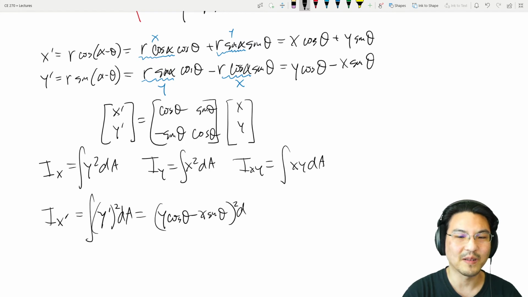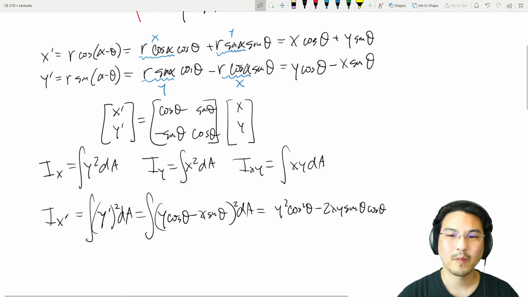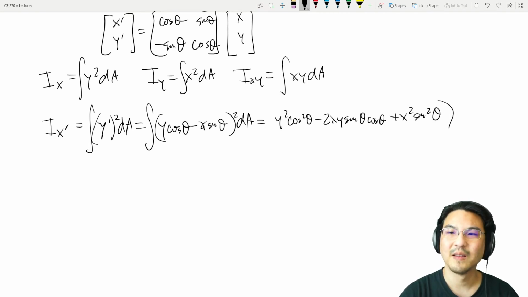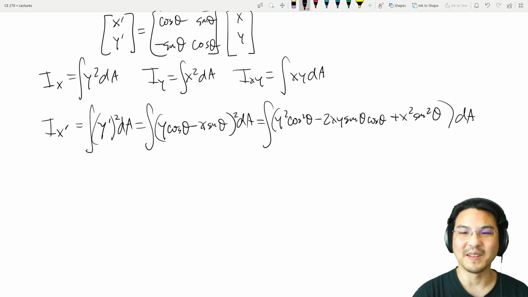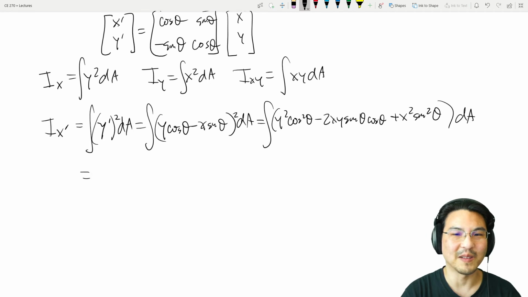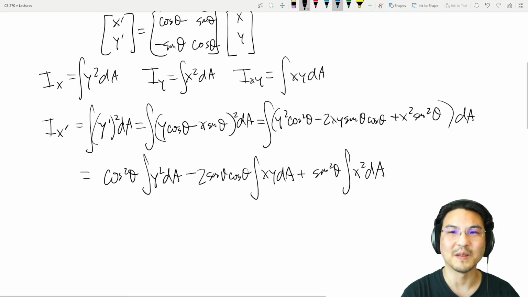Right, so if we take a look, let me just write it. Okay, that squared dA. So let's square that. So y squared cosine squared minus 2xy sine cosine plus x squared sine squared dA. Okay, and now let me keep going. So this first term, let me write it like this: cosine squared y squared dA. Now this term right here, minus 2 sine cosine xy dA. And then this last term right here, sine squared x squared dA. Now take a look at this.